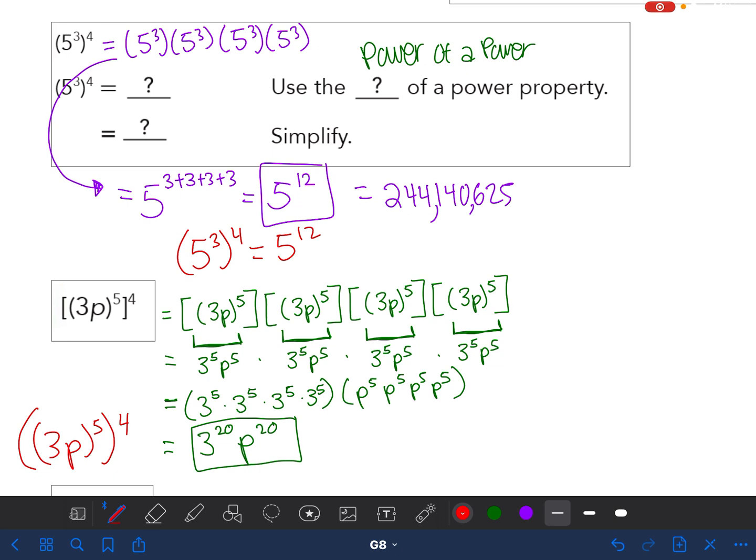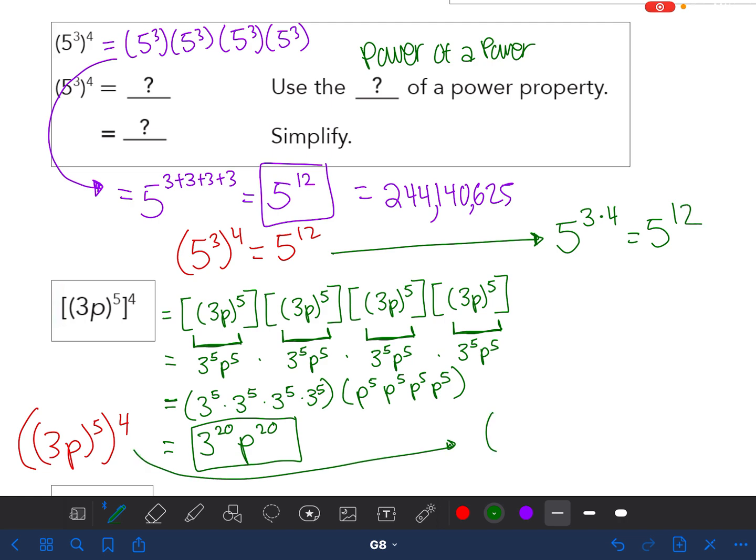What do you guys notice? Power to a power. You should notice that with a power to a power, what you're doing is you're just multiplying the powers. So that's 5 to the power of 12. And this one, this is what you're doing: 3p to the power of 5 times 4. So that's 3p to the power of 20.